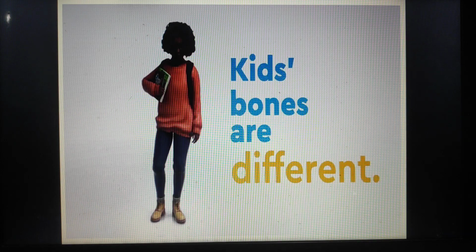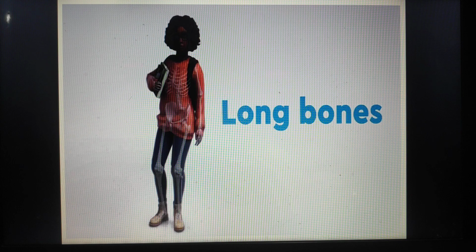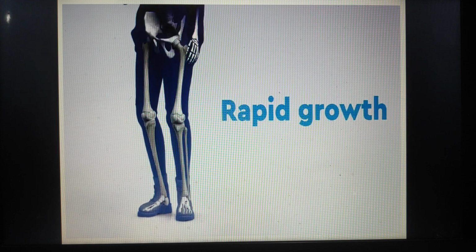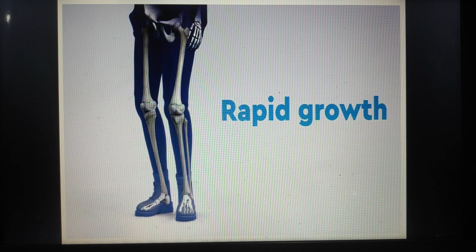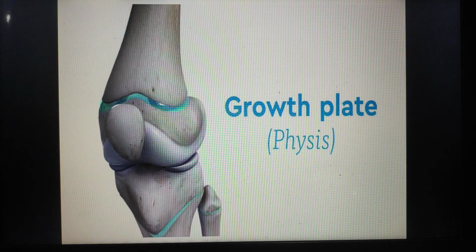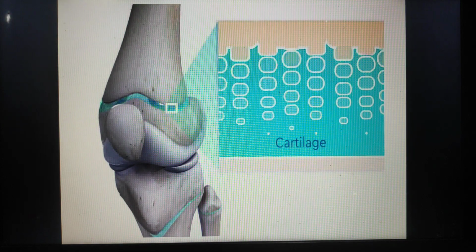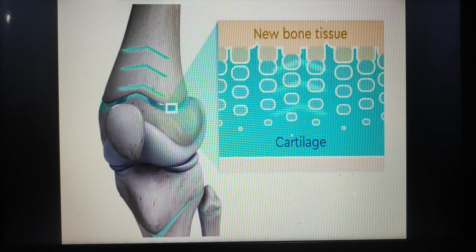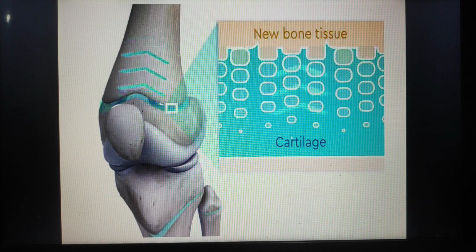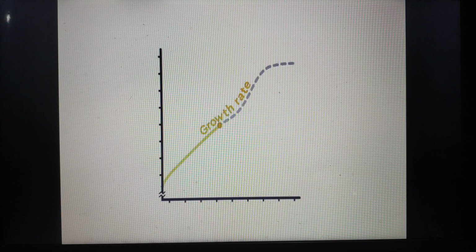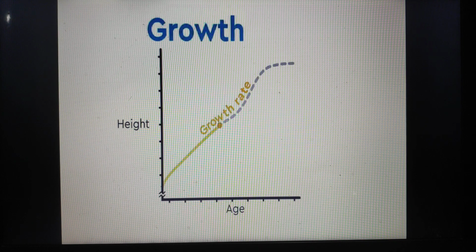Bones are different. Long bones, like the bones in the arms and legs, are in a period of rapid growth from childhood to adolescence. This growth is concentrated at the ends of each long bone at the growth plate, or physis. Growth plates are areas of cartilage where new bone tissue is made and determine the future length and shape of the bone. Your doctor can determine how fast your bones are growing, or growth rate, by plotting your age and height on a growth chart.